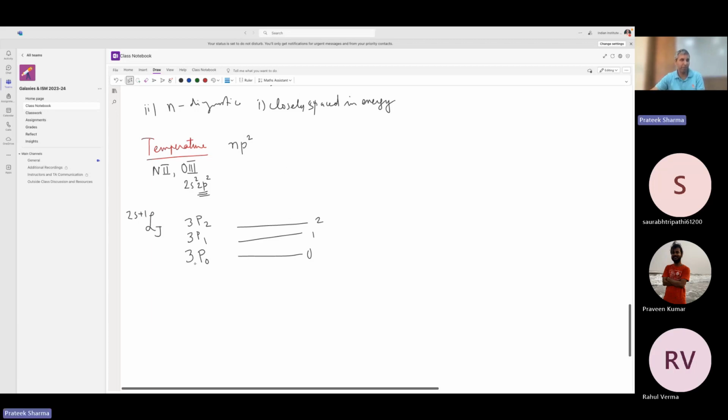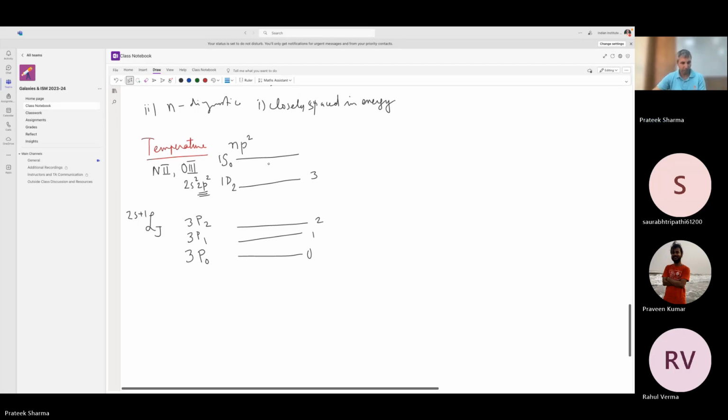So S equal to 1, and then there is the third excited state. This is 1D2, so this is L equal to 2. L equal to 1 is the P state. This is S equal to 0. And then you have 1S0. These are the energy orderings as well. There are reasons for this.